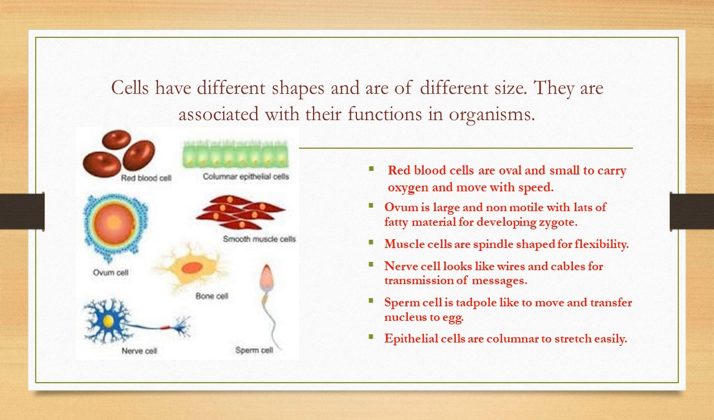The muscle cells are spindle shaped because of their capacity to stretch. The bone cells are solid and small in size. The nerve cells look like wires and cables because their function is to transmit messages from the brain to different cells and back from the cells to the brain. The sperm cell is a motile cell, so it looks like a tadpole with a movable tail at its back.